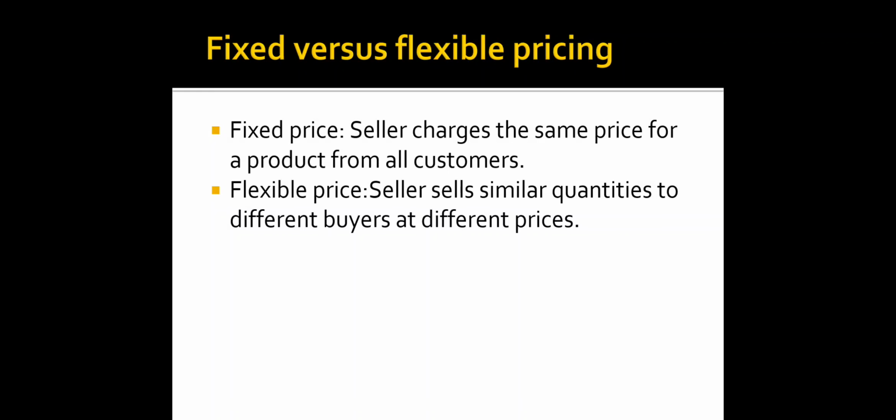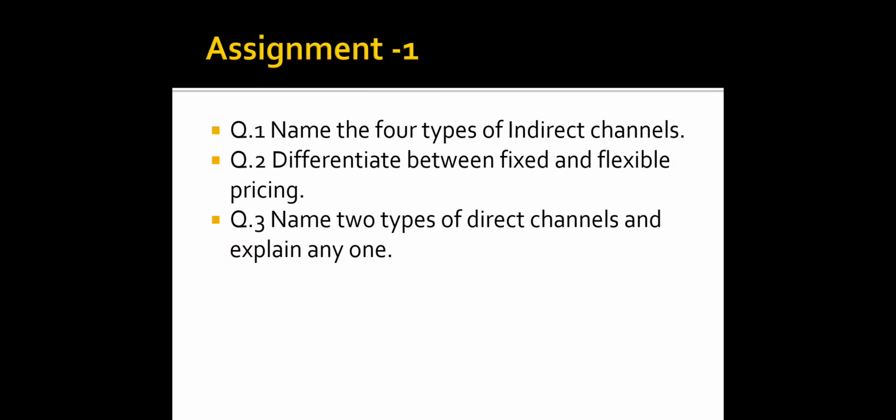Now, based on the entire video, I'm going to give you a short assignment that you have to do in your copy. Just write down the questions. Question number 1. Name the 4 types of indirect channels. Question number 2. Differentiate between fixed and flexible pricing. You should write at least 2 points each on fixed and flexible pricing. Question number 3. Name 2 types of direct channels and explain any one. You don't have to explain both the direct channels. You can explain only one.